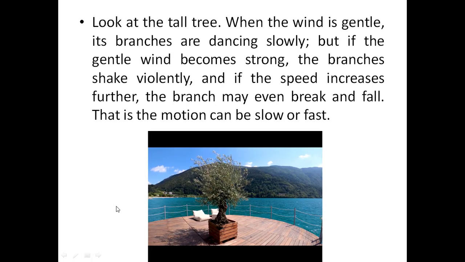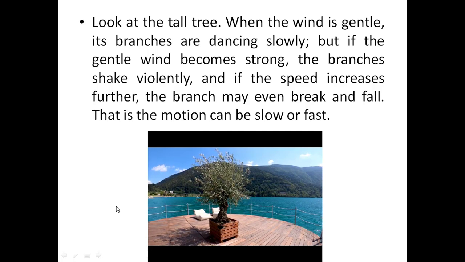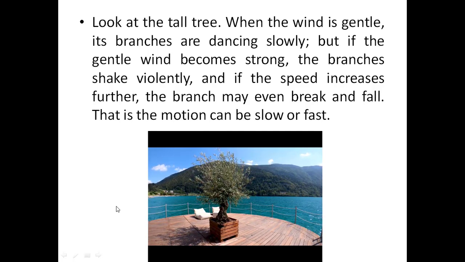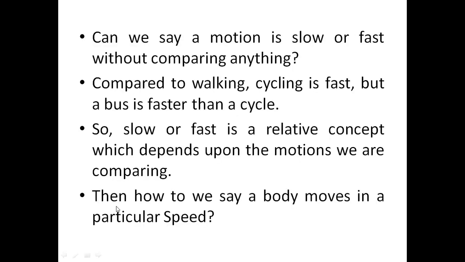Look at the tall tree. When the wind is gentle, its branches are dancing slowly. But if the gentle wind becomes strong, the branches shake violently, and if the speed increases further, the branches may even break and fall. This motion can be slow or fast. Can we say a motion is slow or fast without comparing anything? Compared to walking, cycling is fast, but a bus is faster than a cycle. So, slow or fast is a relative concept which depends upon the motions we are comparing.